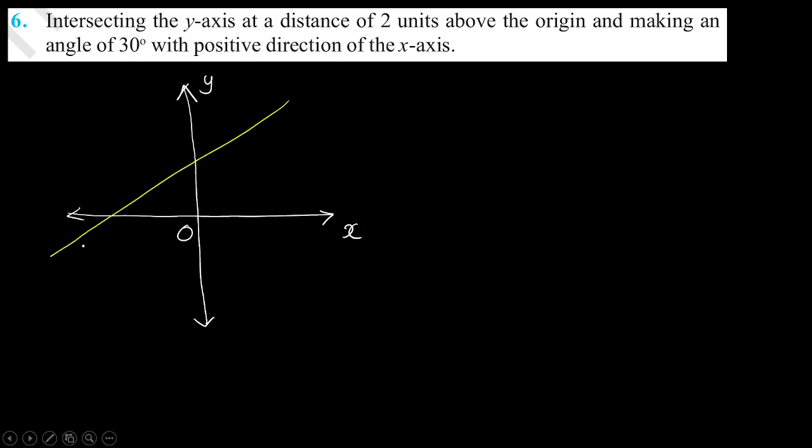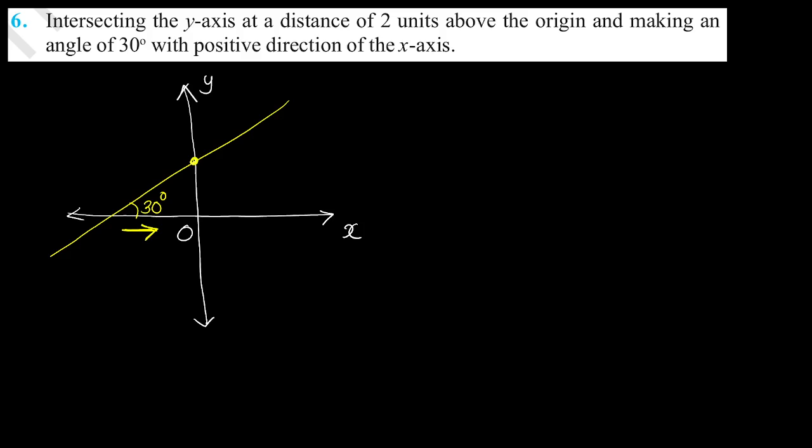This is x-axis and this is y-axis, and this is origin. Intersecting y-axis 2 units above origin, making an angle 30 degree with the positive direction of x-axis. I will draw the diagram so you can understand. The line looks like this, because the line makes an angle 30 degree with the positive direction. This direction is said to be the positive direction. The line cuts the y-axis at 2 units above origin.